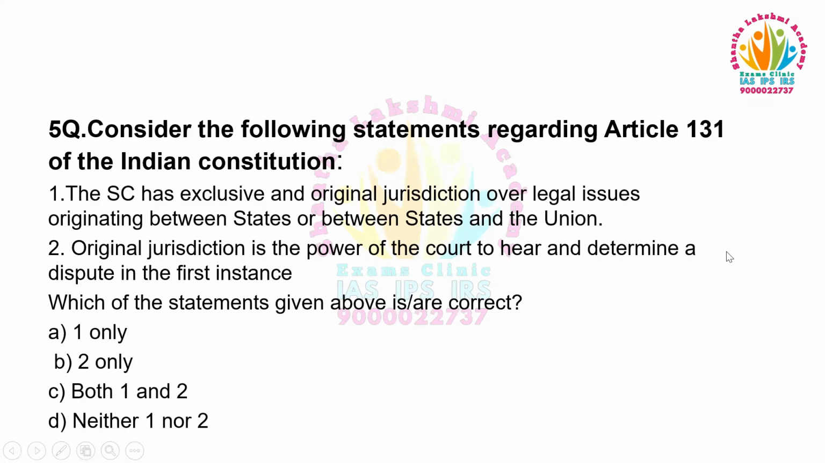Consider the following statements regarding Article 131 of the Indian Constitution. One: The SC has exclusive and original jurisdiction over legal issues originating between the states or between the states and the Union. Two: Original jurisdiction is the power of the court to hear and determine a dispute in the first instance. Which of the statements given above is/are correct? One only, two only, both one and two, neither one nor two.